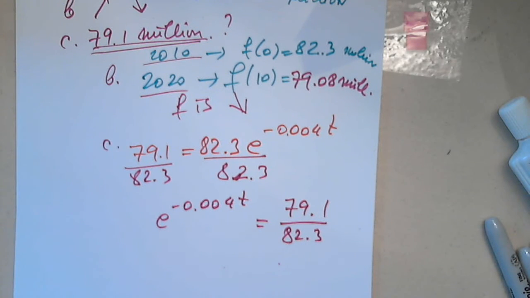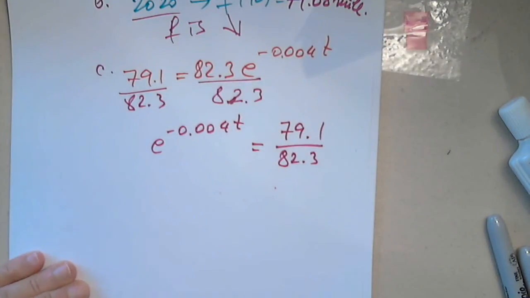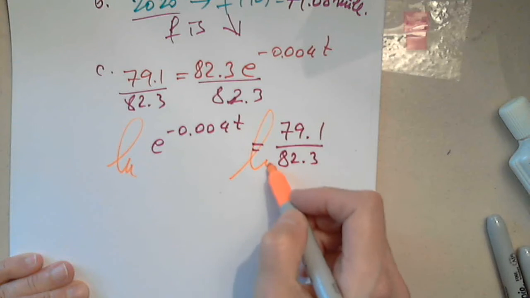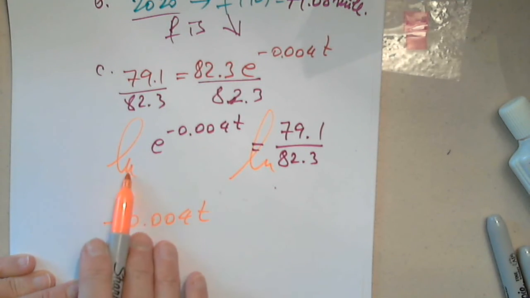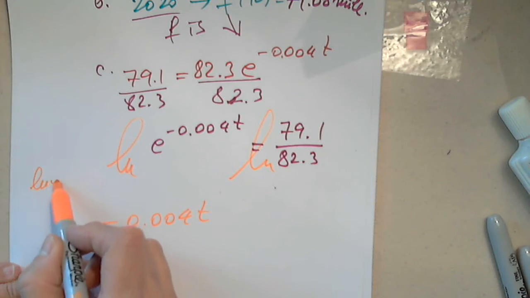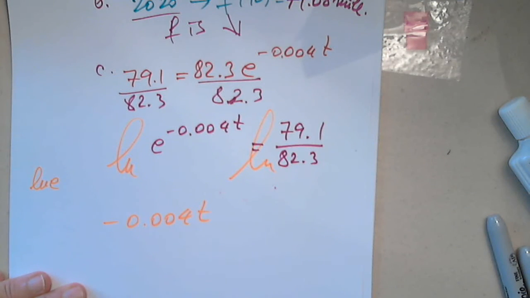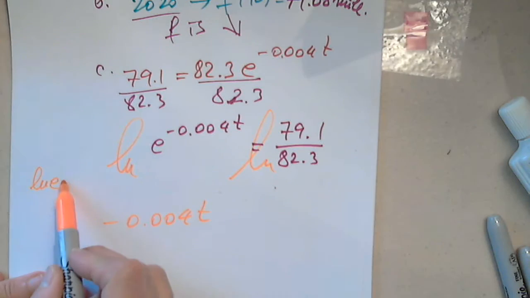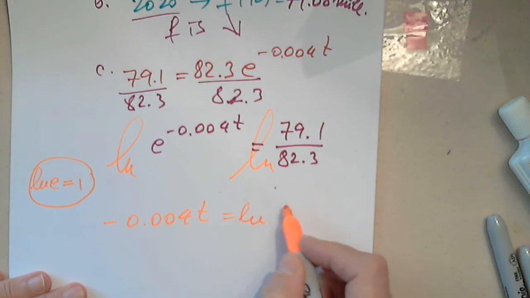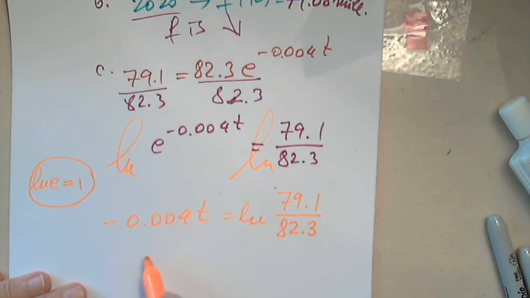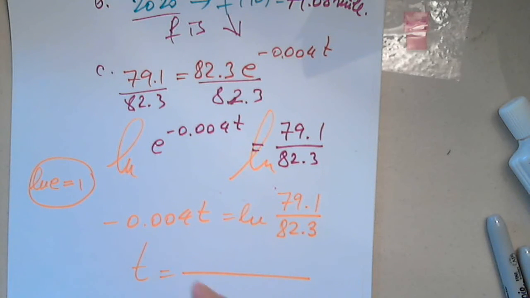Now we have to apply natural log. Perfect. Yes. So we apply natural log to the left-hand side, and we get negative 0.004 t. Remember, I should write times natural log e, but why don't I write natural log e? Because it equals 1. Very good. Equals natural log 79.1 over 82.3. And now, of course, I divide both sides by this number.